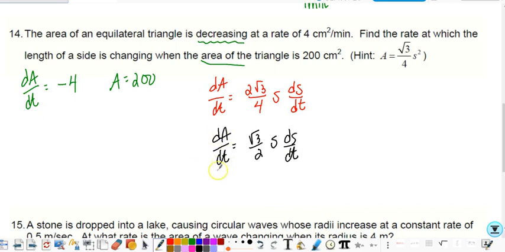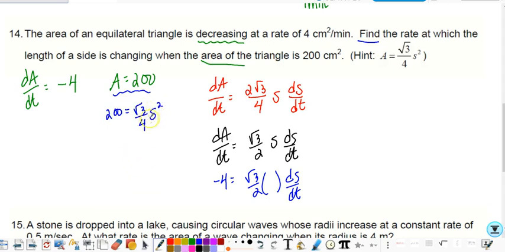I have the rate the area is changing. I want to find the rate that the side is changing, but I need a side length. And the only thing I'm given is area. So if I plug area into the original area formula, then my side is my variable. So let's find what side is. I got 800 over root 3 is the side squared. We're going to square root both sides. So let's get that decimal.